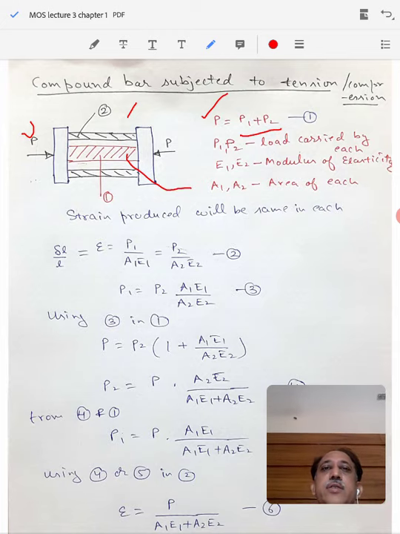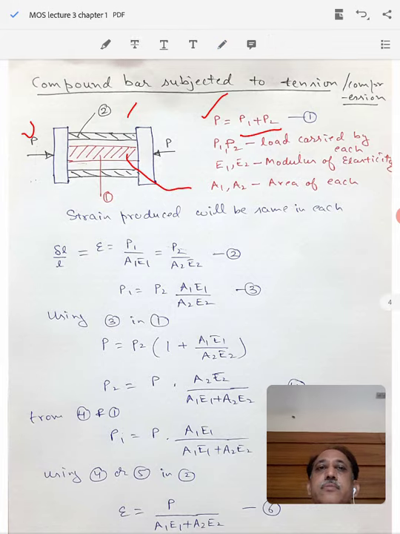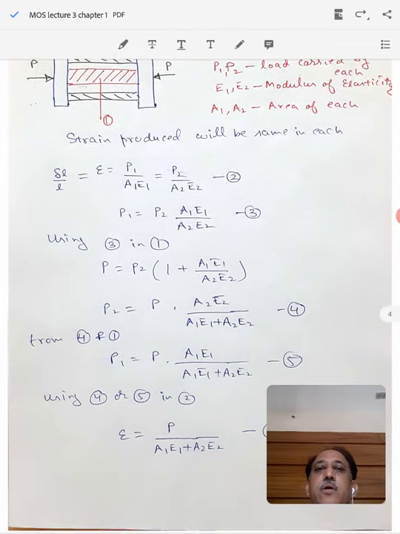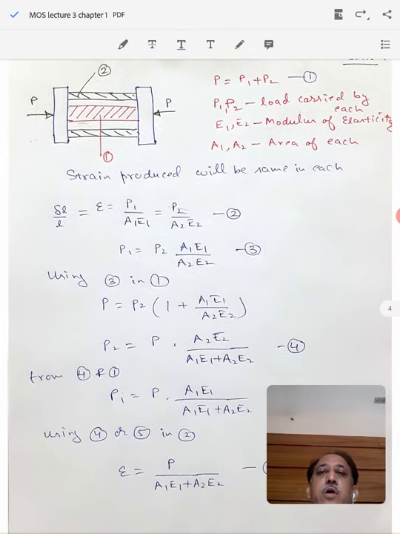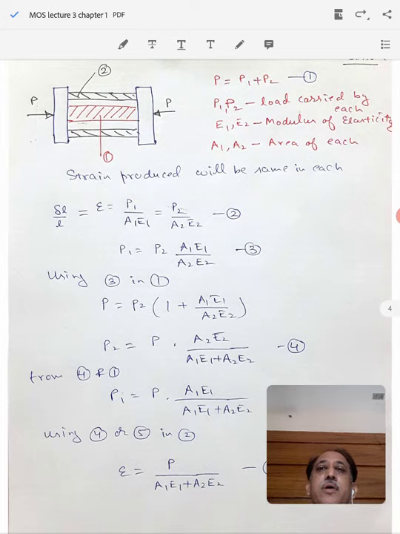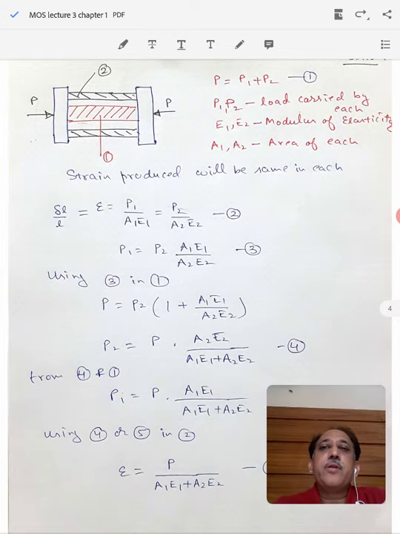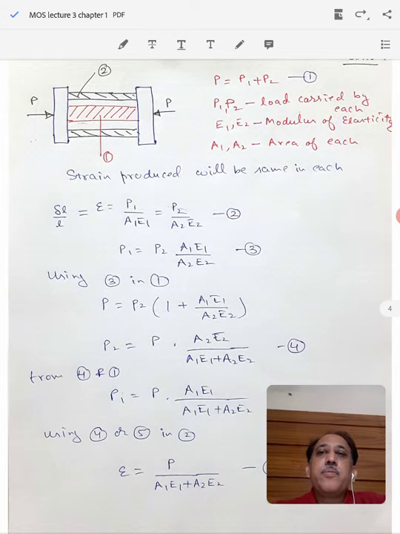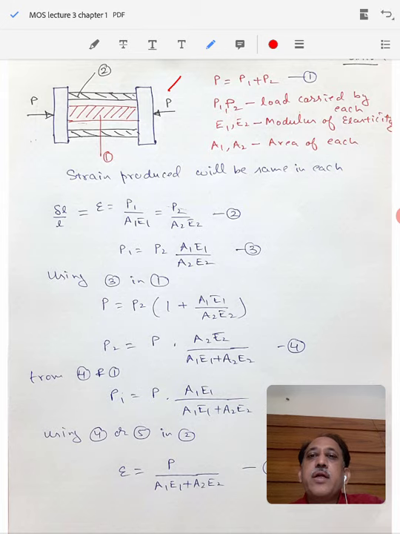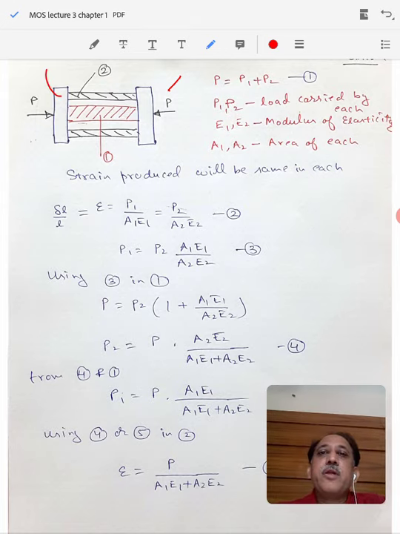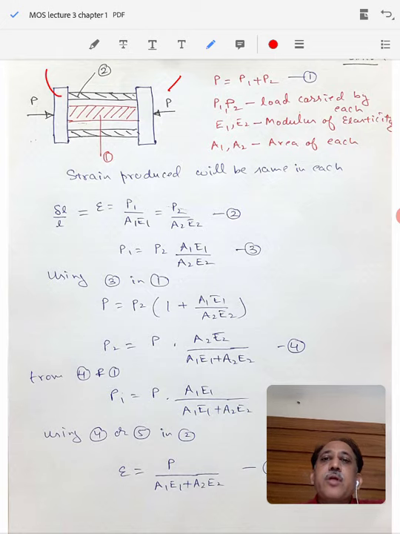Now the strain that will be produced will be same in both of these components, because the initial length of these components are same, and the net deformation that will happen will be the same, because they are bounded by the plates at the end. So you can see there are plates at the end, so they both will have the similar deformation, delta L, and the initial length is same, so delta L by L will be the same, so they will be producing the same strain value.